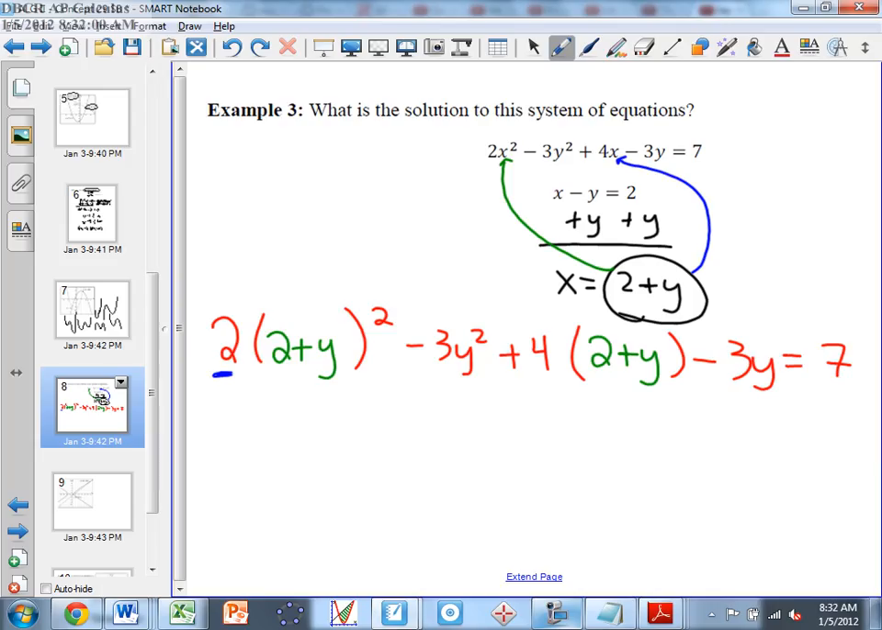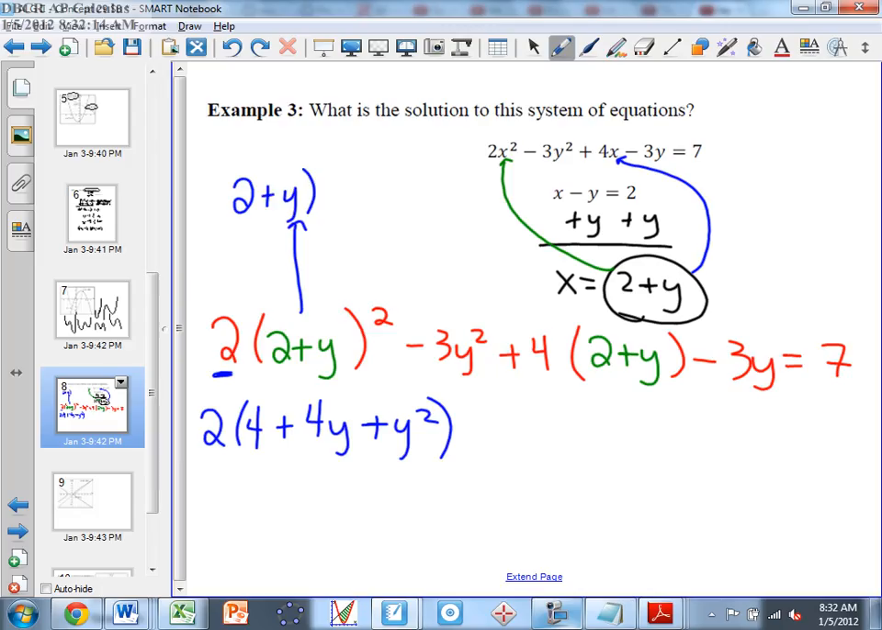Okay? So here, when I FOIL this, what do I get here, guys? 4 plus 4y plus y squared. Again, what am I doing right here? Okay? That's what's going on there. You're doing 2 for this entire thing right here. It's 2 plus y, and the 2 remains on the outside, minus 3y squared. Now, please distribute this 4. You don't have to wait. This one, there's no square, so you can distribute right away.